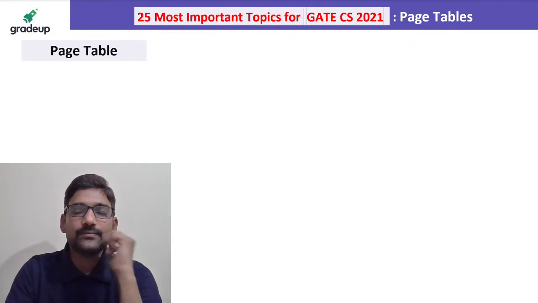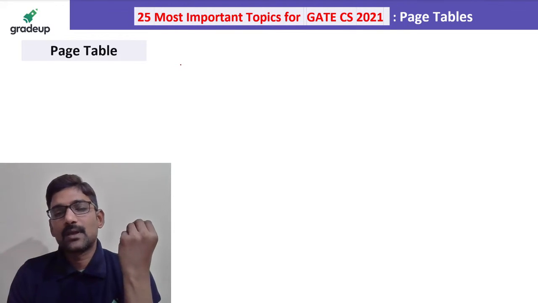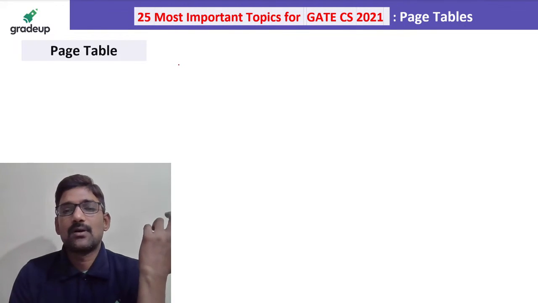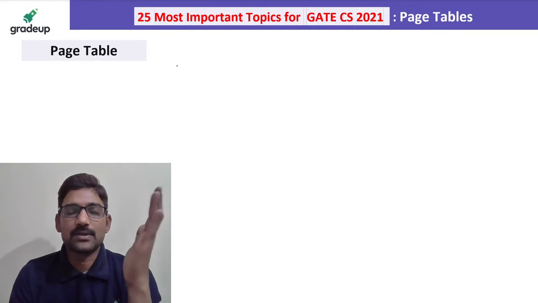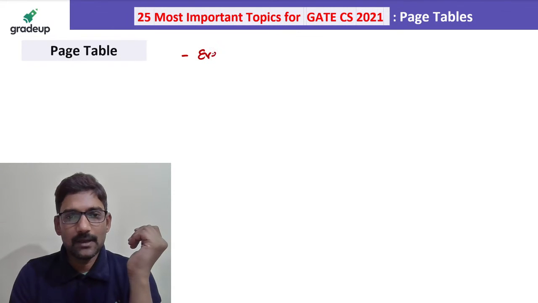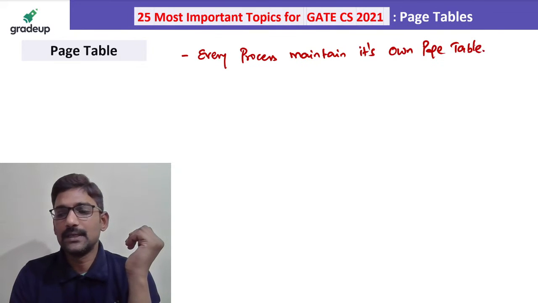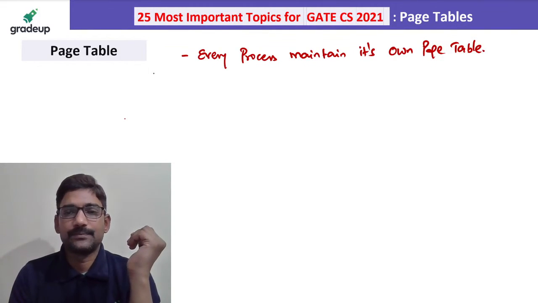Now, will the page table be common for multiple processes, or does every process have its own page table? Definitely every process maintains its own page table.